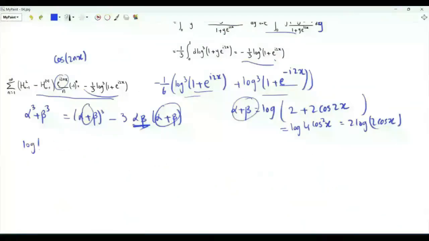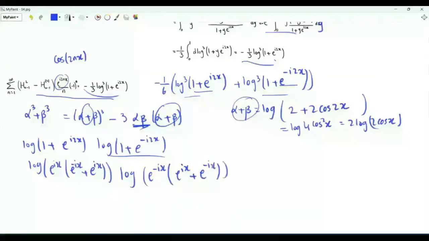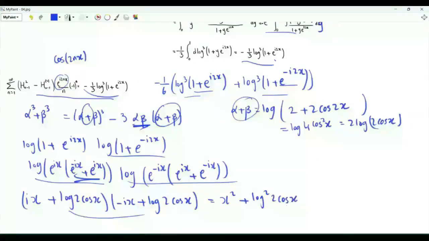What about alpha beta? We have log(1 plus e to the ix) times log(1 plus e to the minus ix). This is log(e to the ix, e to the minus ix plus e to the ix) times log(e to the minus ix, e to the ix plus e to the minus ix). This logarithm is ix plus log(2 cosine x). This logarithm is minus ix plus log(2 cosine x). This product is x squared plus the square of log(2 cosine x). This is alpha beta. This is alpha plus beta.